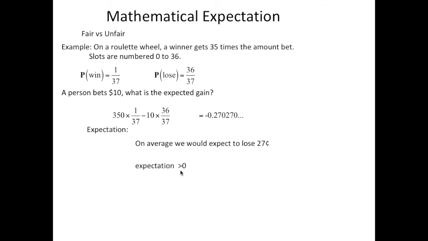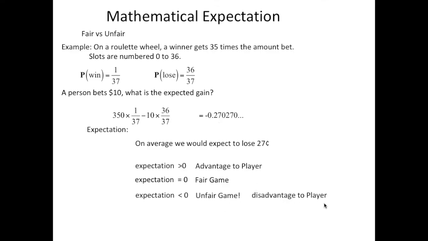If the expectation is greater than 0, the advantage goes to the player. It's more than fair. It's better than fair. If the expectation is 0, well, that's a fair game. The amount that you win is equal to the amount that you lose. If the expectation is less than 0, that means you are losing more than you win. That would be an unfair game. It would be a disadvantage to the player. And that's mathematical expectation. Have a good day.